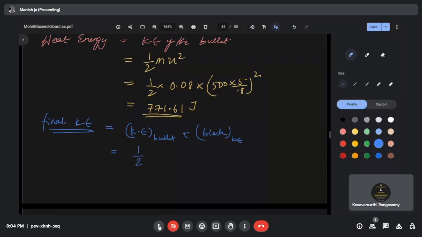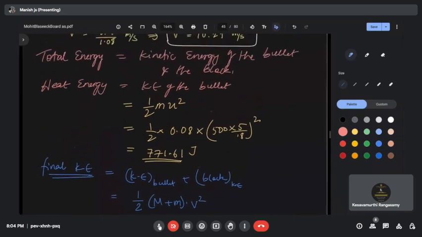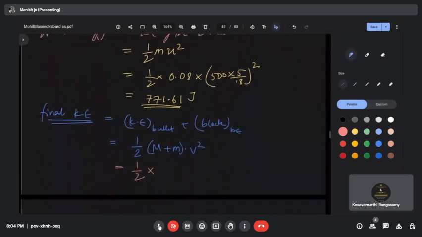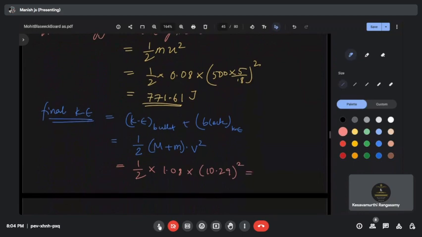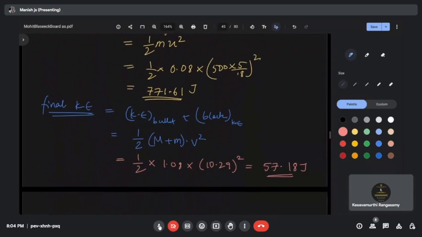So we will be writing it as half (m plus M) times v squared, half m v squared, where m is the total mass. That is something that you should know here. So half (m plus M), I think we got this value as 1.08, into v squared, which is 10.29 the whole square. Simplifying these values, I would be getting 57.18 joules. This is the final kinetic energy, which involves both the bullet and the block.